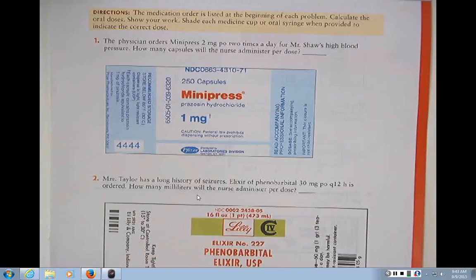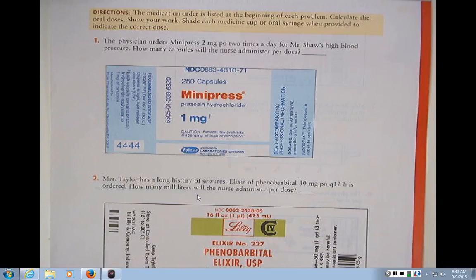This lesson is going to be on how to calculate oral drug calculations. And as I have in the past, I'm just going to work out quite a few different problems for you, just to make sure that you have plenty of examples that will help you when you're working out these problems in your workbook and doing the required worksheets.